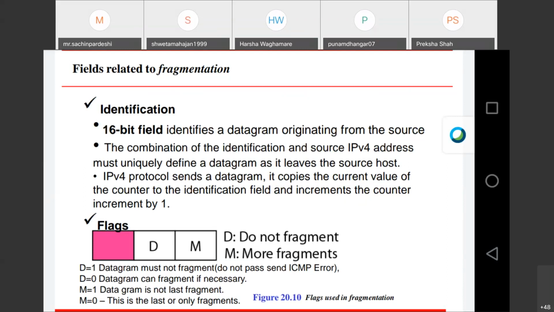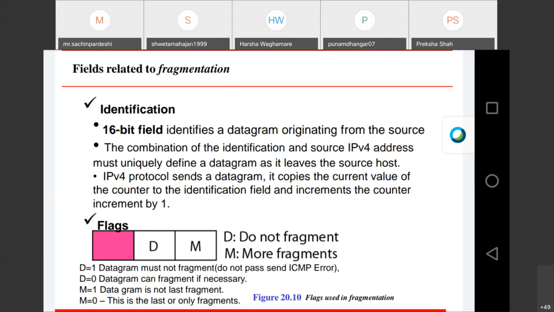More fragments. This field is required for the destination machine because the destination machine is waiting for the fragmented parts, right? For example, consider the previous datagram, which you have divided into 3 parts.